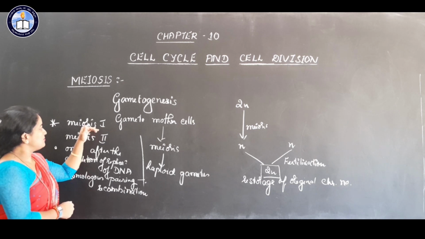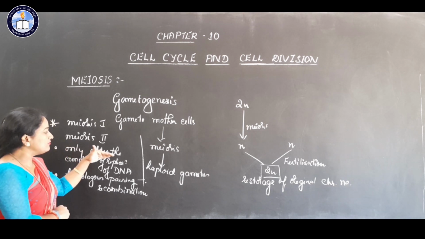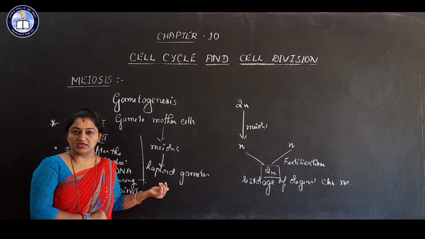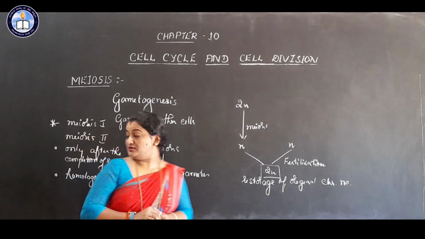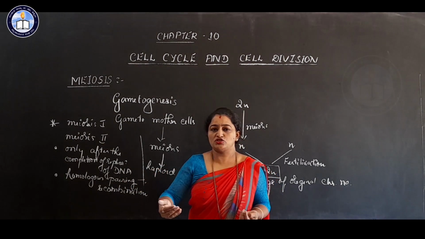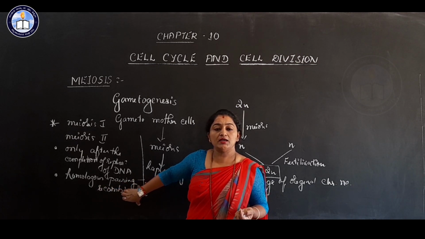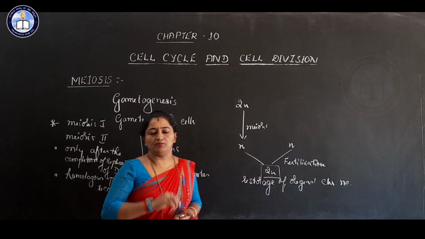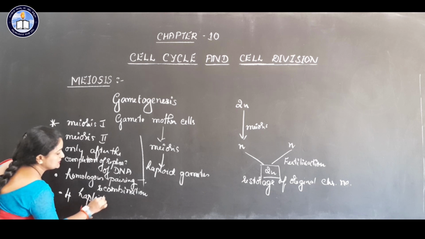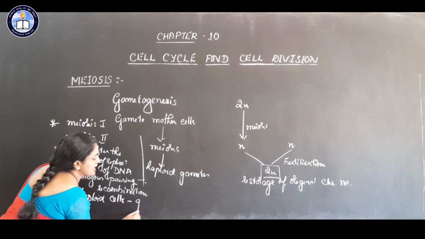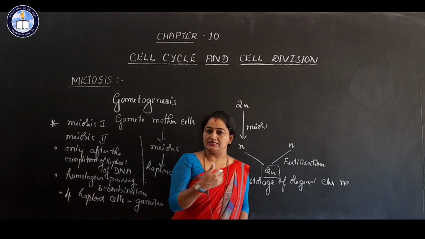So meiosis 1 and meiosis 2, and here you can see another point: only after the duplication of DNA, which takes place in S phase, is there an initiation of meiosis. Another point is homologous pairing of chromosomes and recombination between them. Another main feature of meiosis is that it results in 4 haploid cells, which are referred to as gametes. Okay. The difference between mitosis and meiosis we'll discuss at the end.